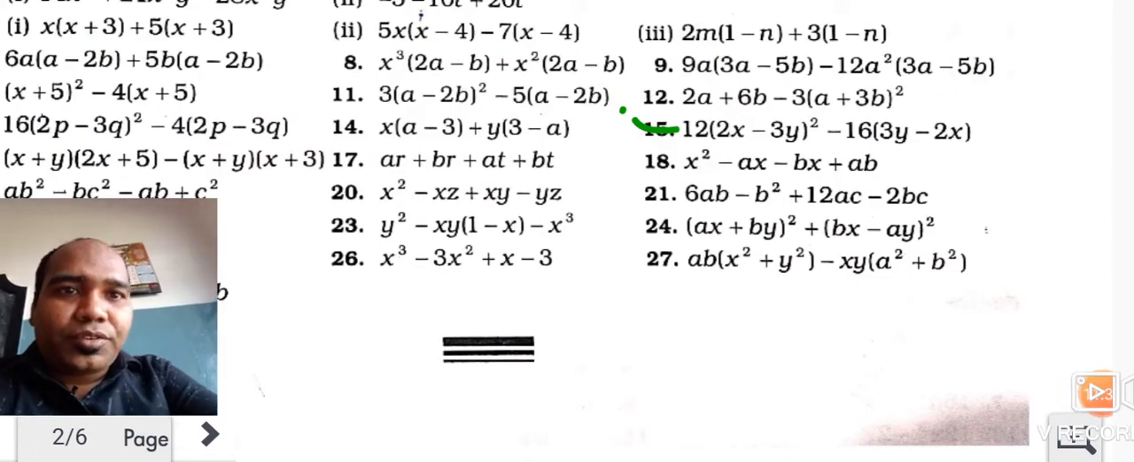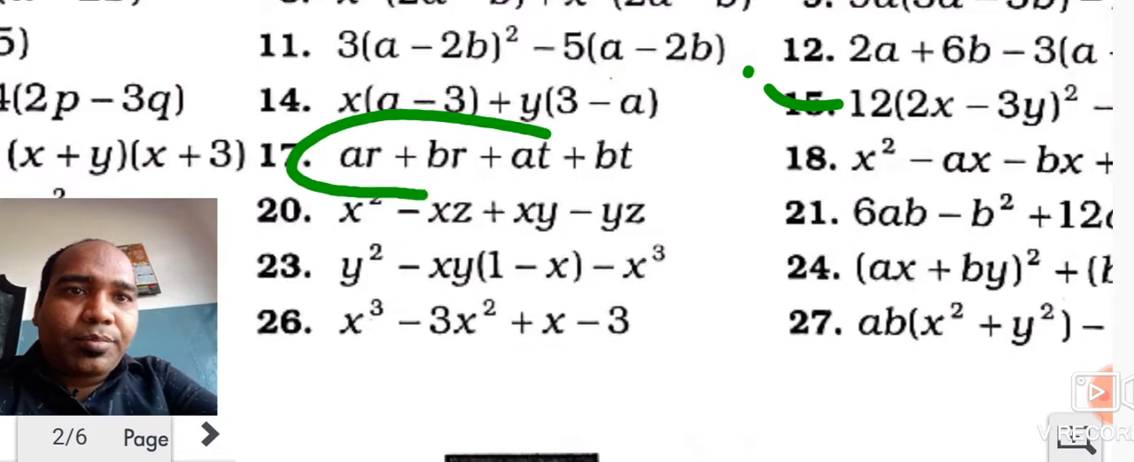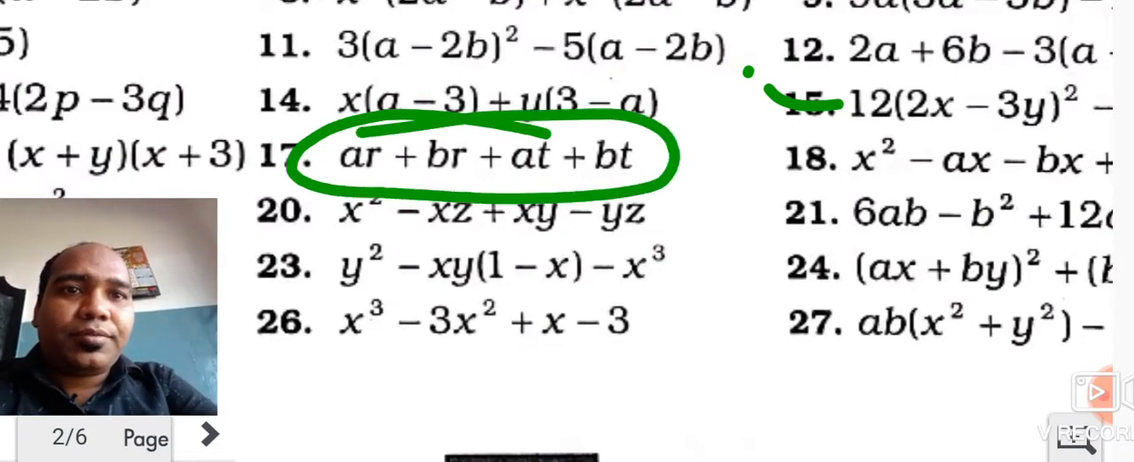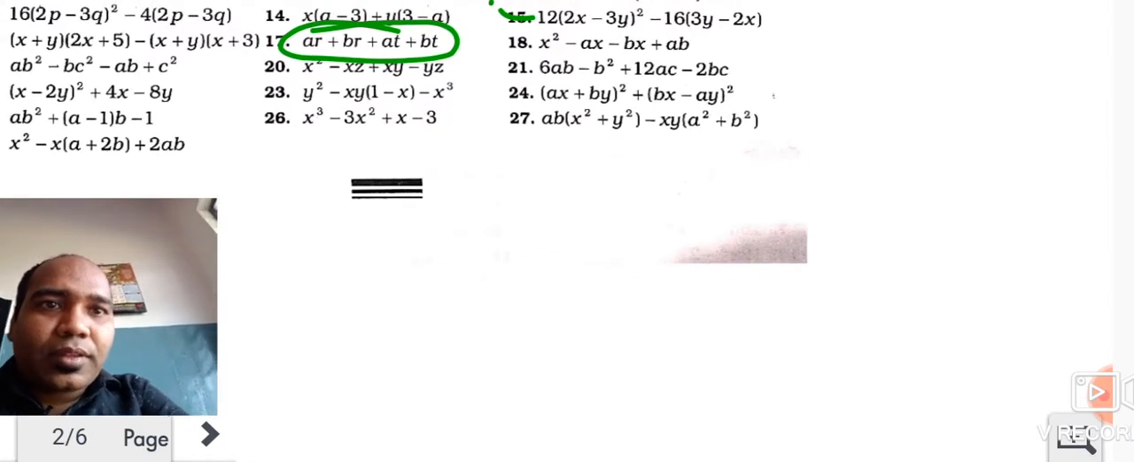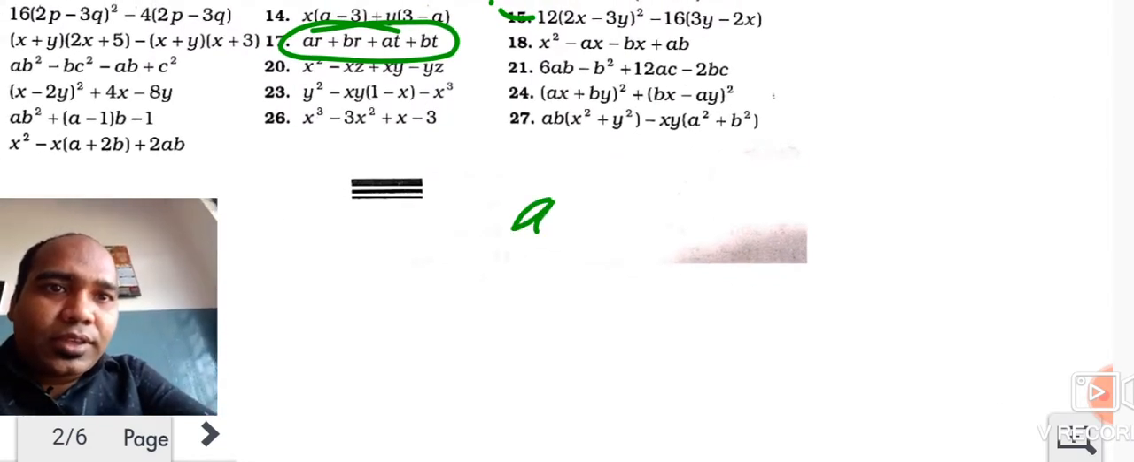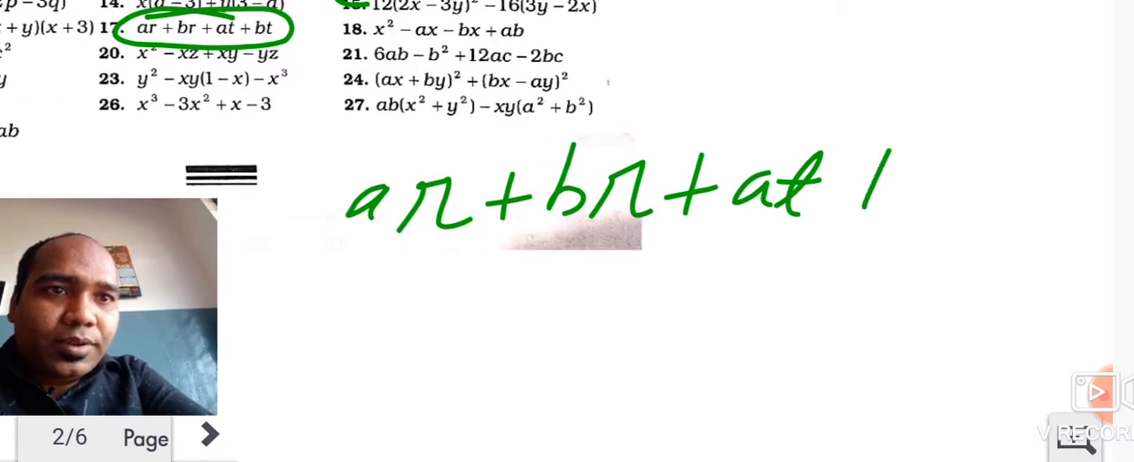Now come to this question. Question number 17: AR plus BR plus AT plus BT. This question we are going to solve. What is given? AR plus BR plus AT plus BT.